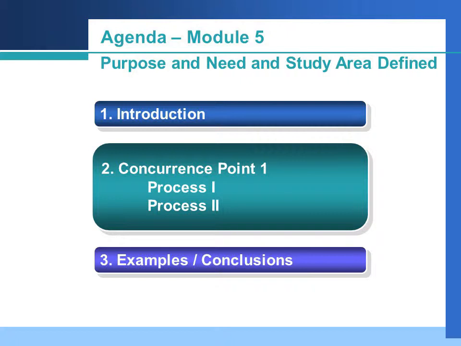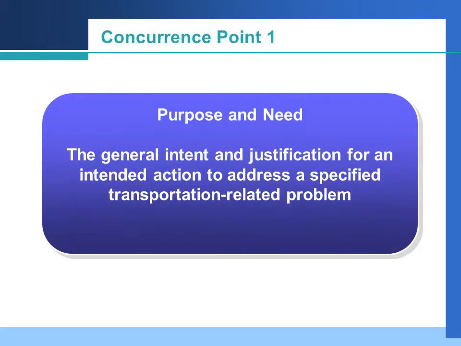Finally, we will look at examples of projects that have gone through CP1 and review the highlights of Concurrence Point 1. First, let's discuss the first element of CP1, purpose and need. Under the merger process, the phrase purpose and need generally refers to Concurrence Point 1. The purpose of and need for a proposed action is defined in a broad context as the general intent and justification for an intended action to address a specified transportation-related problem.